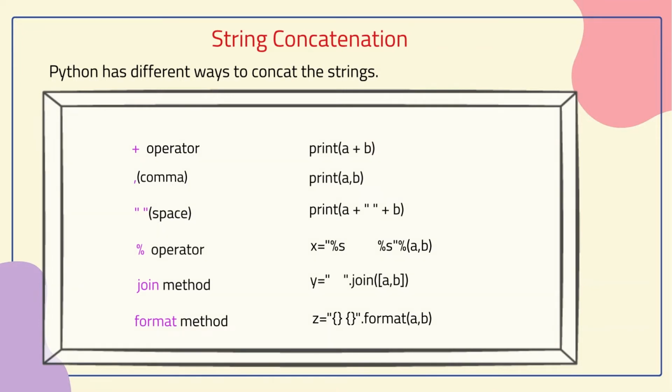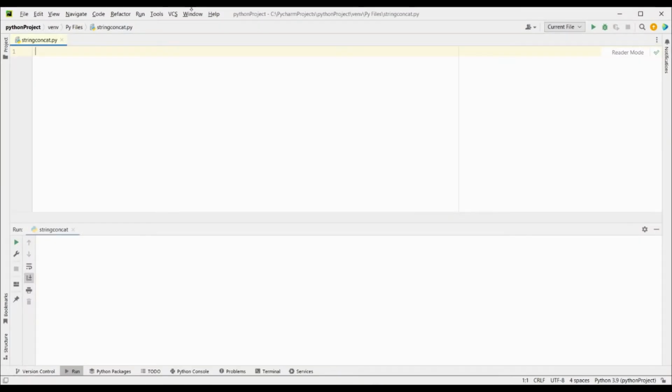Let's test the concatenating of strings using a program. In the program, two variables are declared. Variable a has a string value hello, and variable b has a string value world. A print statement is added with a comma between both the variables.